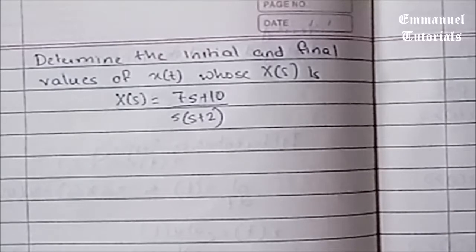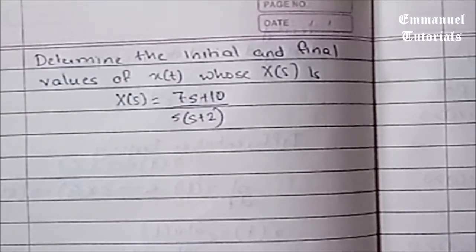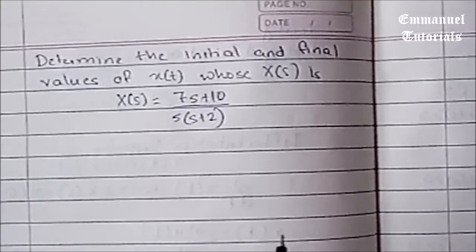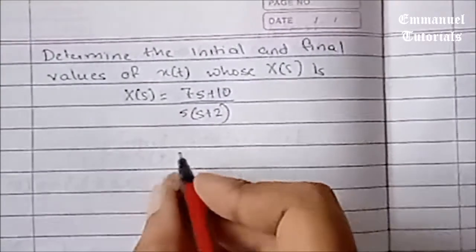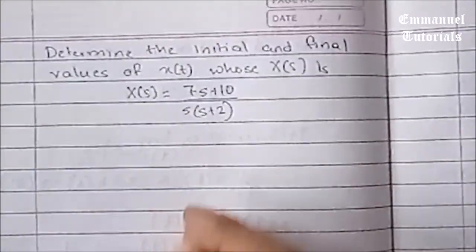Today we'll be seeing a numerical related to initial and final value theorem. We had already seen that the question that is usually asked is you'll have to find out the initial and final value of a signal whose X(s) is given. So here our X(s) is (7s + 10) upon s into (s + 2).